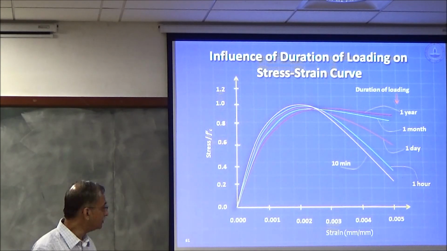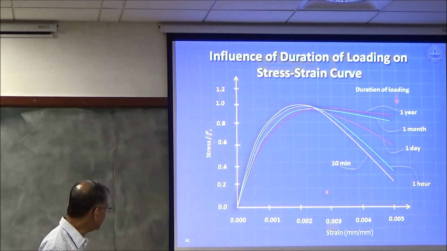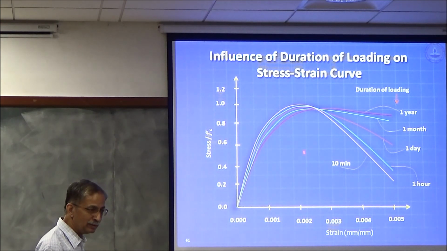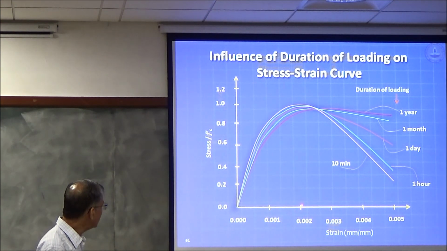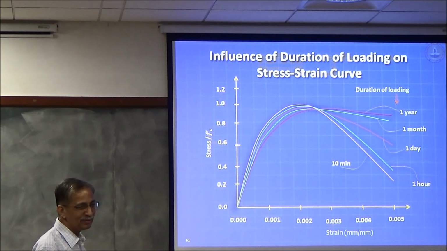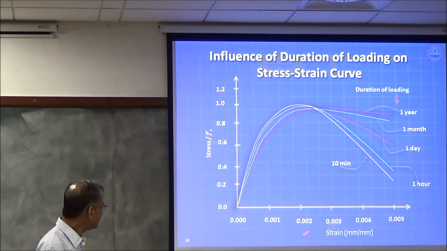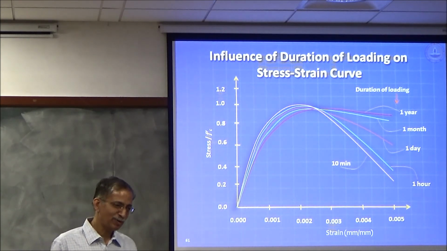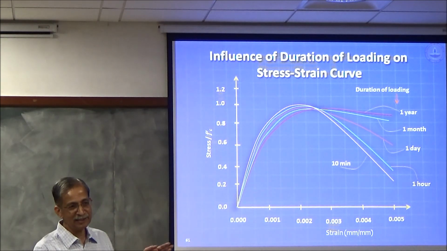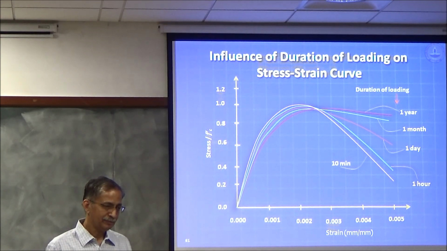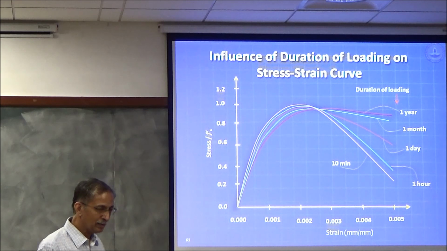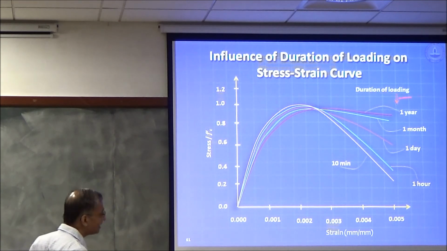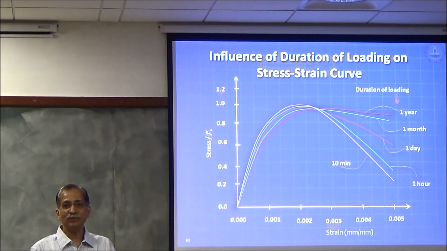0.0025 strain. 0.002. Well, it flattens out, but our reference is always a cylinder test. Okay, we'll make adjustments later. With time, this becomes flatter, that's all you can see. We'll stop for today.